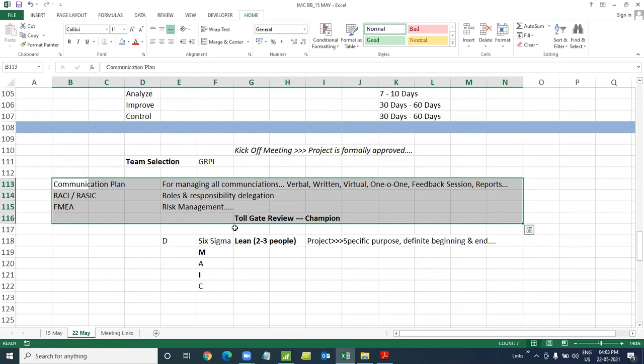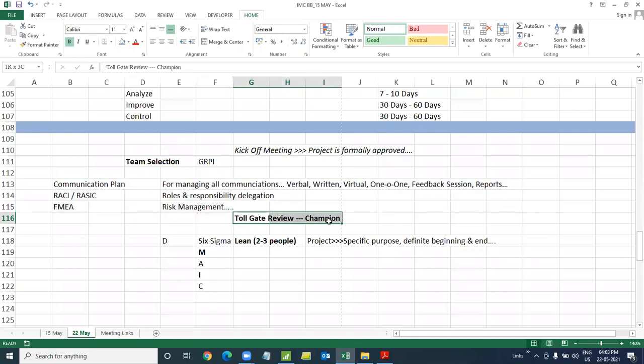the measure phase. But before that, we'll go for a management review. We'll tell them the define phase is over. They'll review the defined work, understand the planning for the measure phase, and then you move forward with the measure phase.